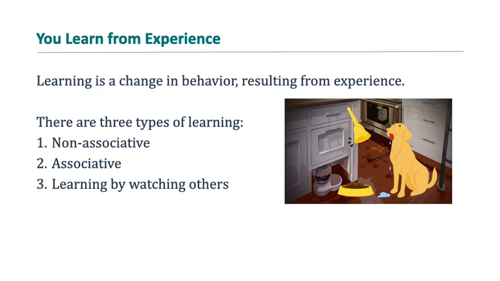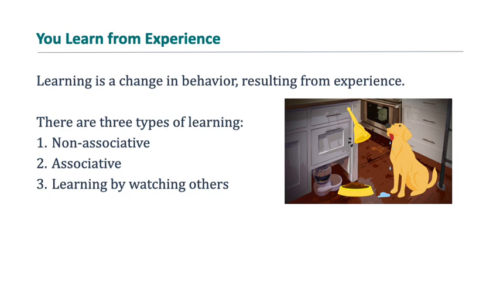A memory is created when something is learned. And we learn by a single exposure to something, or by being exposed to things several times. But these things can include our experiences and our actions. So learning is a change in behavior resulting from experience.